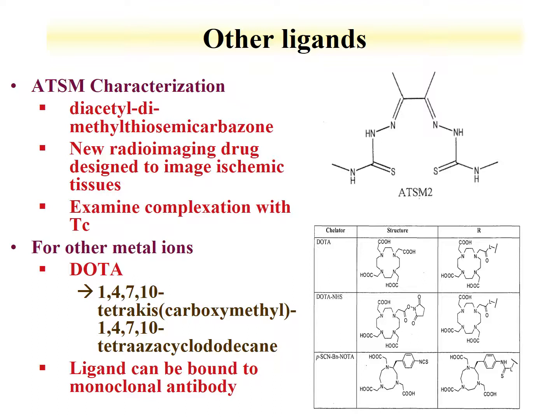So for instance, if one has a monoclonal antibody for a specific tumor, one can tether a DOTA to the monoclonal antibody, incorporate a metal ion such as lutetium-177, actinium-225, that would be transported to the tumor site and then during the decay cause tumor cell death.